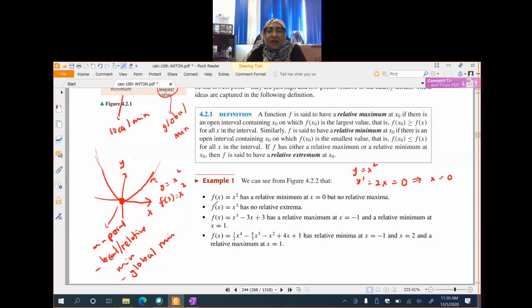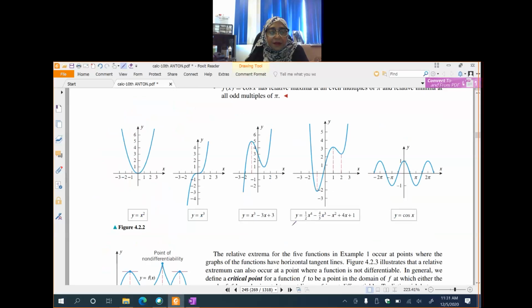Inflection points are like for y equal to x cubed. We have x equal to 0 as the critical point, but from the behavior we see that it's always increasing. It's increasing before and it's also increasing after. So it means that it is an inflection point. You can validate that it's really an inflection point through the second derivative test, but for now, we stop at the first derivative test.